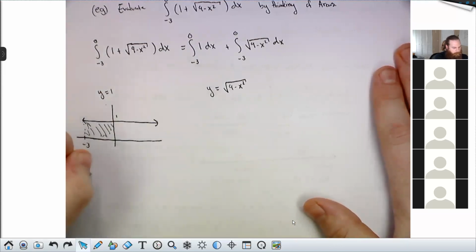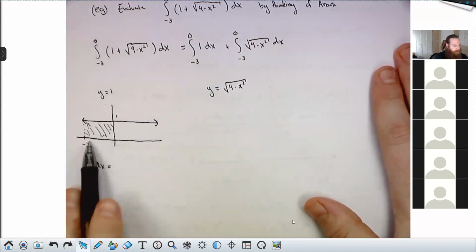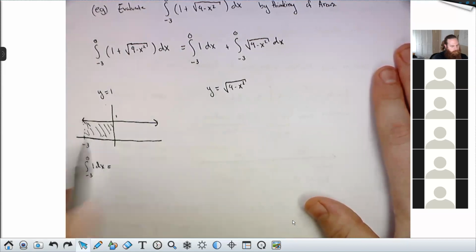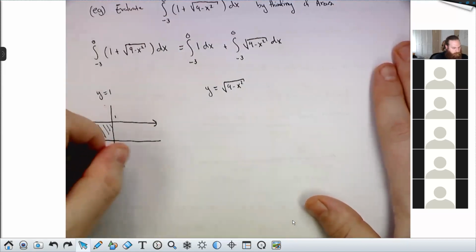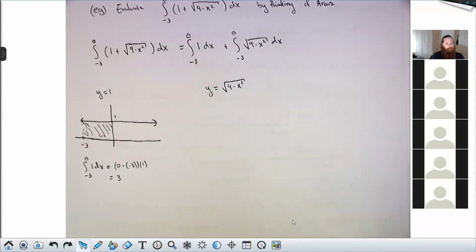So the integral from -3 to 0 of 1 dx is this width times this height. That's 0 minus -3 times 1, which is 3. Right, it's the integral of a constant function. So it's b minus a times the constant.